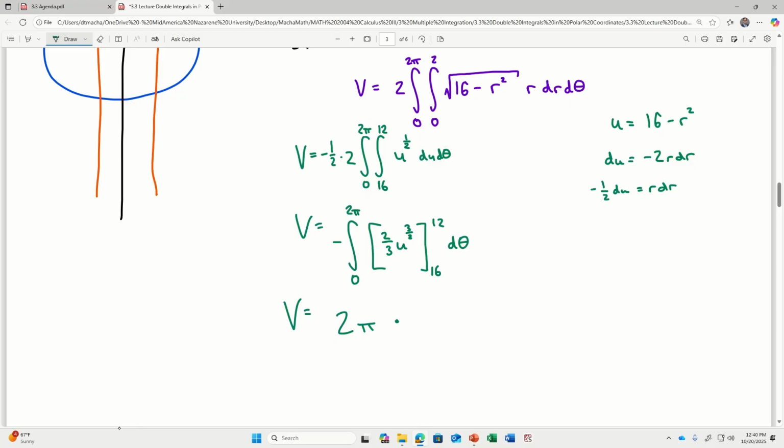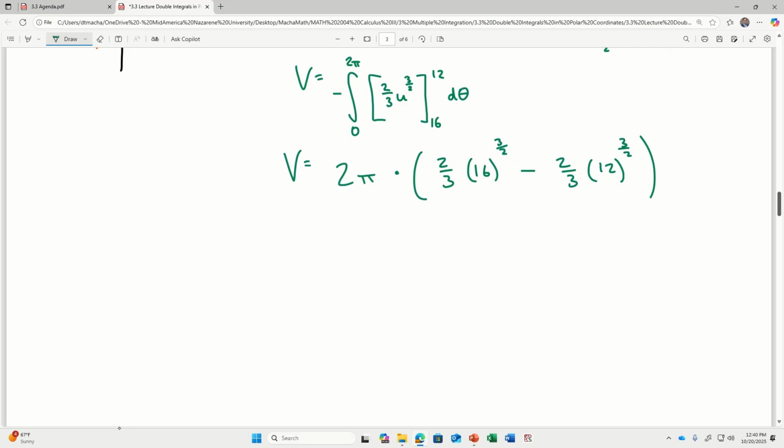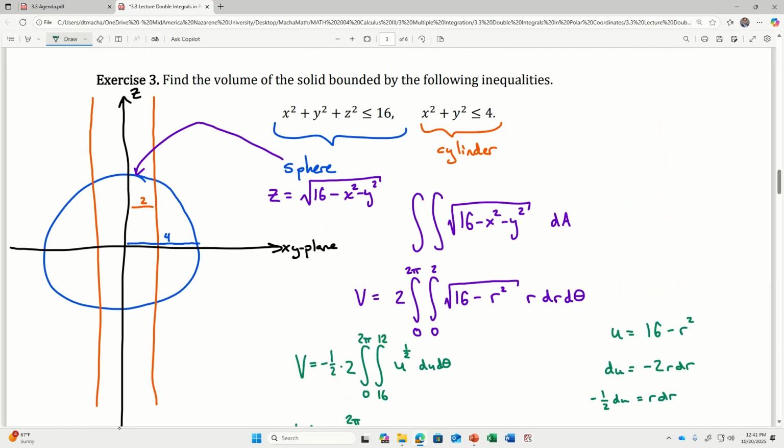This is like 2 pi times 2/3 times 16 to the power 3/2 minus 2/3 times 12 to the power 3/2. There you go, whatever you get. I use that minus sign to switch the order of subtraction, and then the theta integral is just the 2 pi. All right, but the new part, what did we learn today?